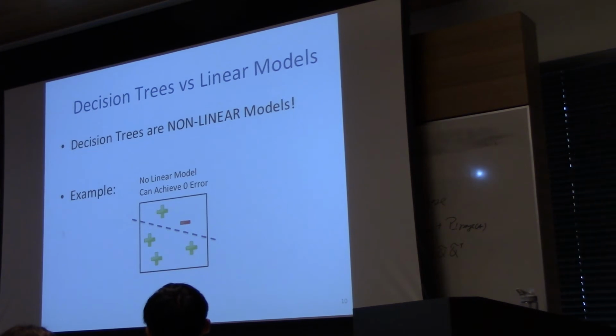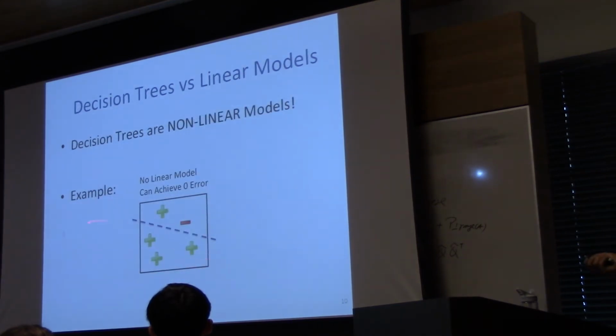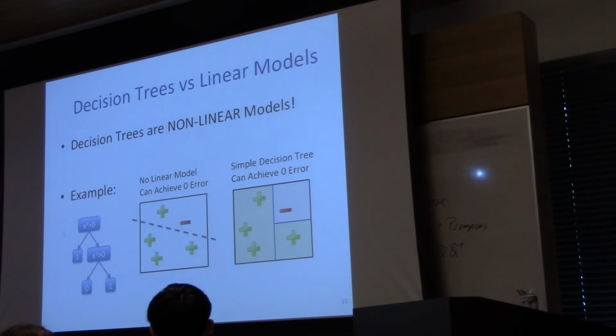Okay, so let's think a little bit about decision trees versus linear models. Decision trees are obviously a nonlinear model. A linear model looks like this. So let's look at this example. It turns out that there does not exist any linear model, which is just a hyperplane, that can achieve zero error on this data set. Whereas decision trees can achieve zero error relatively easily with this structure. You split here, and then within this subtree you split like that.